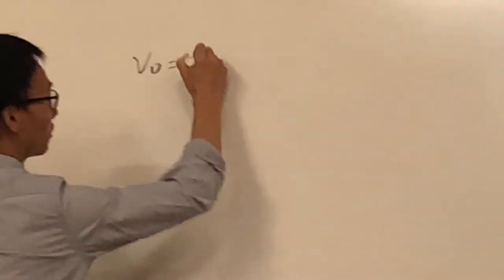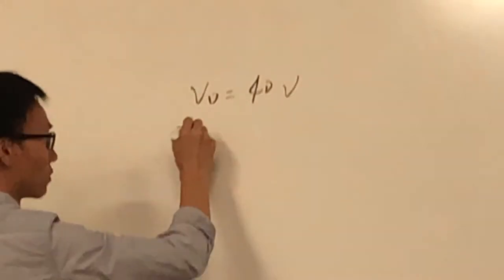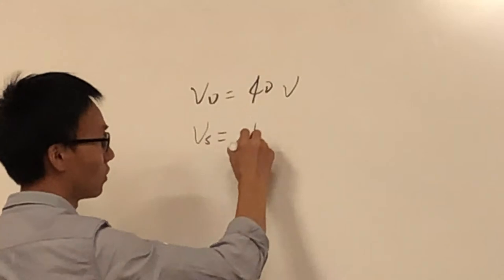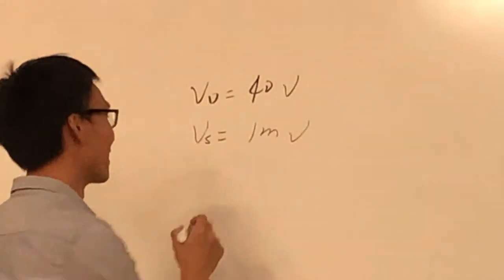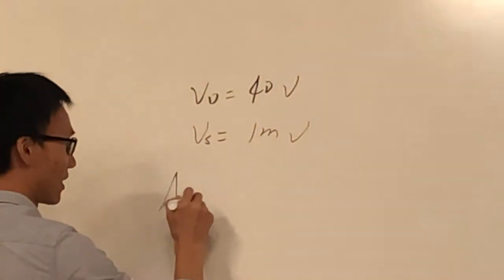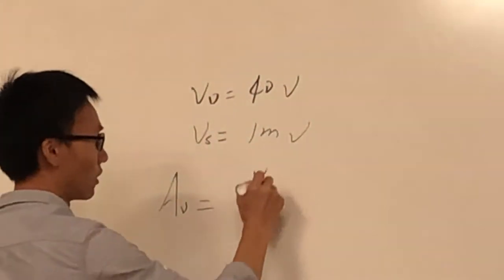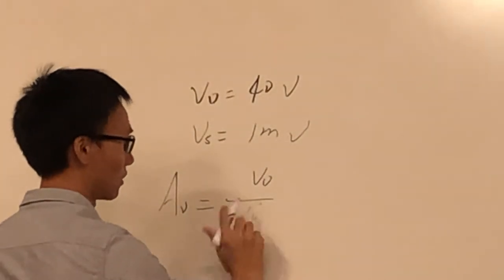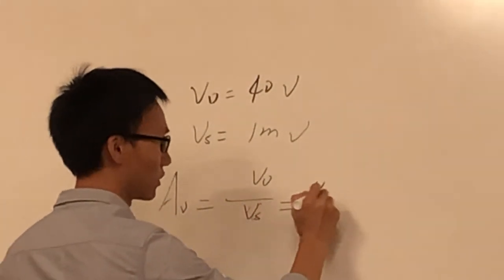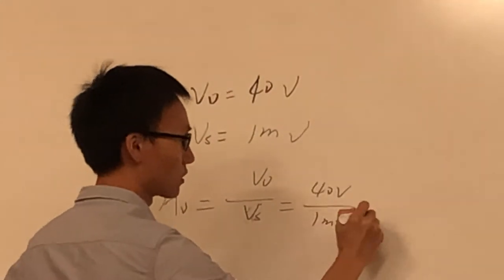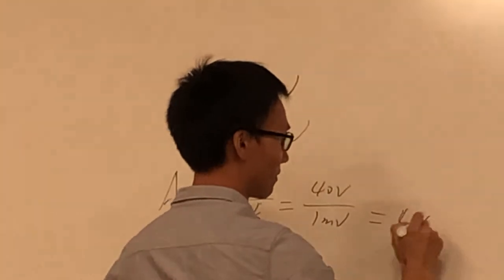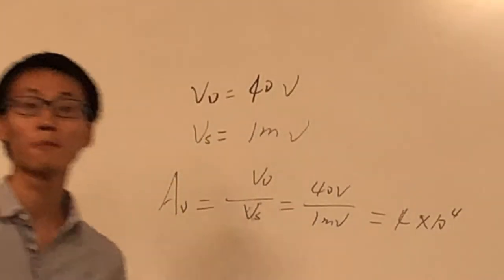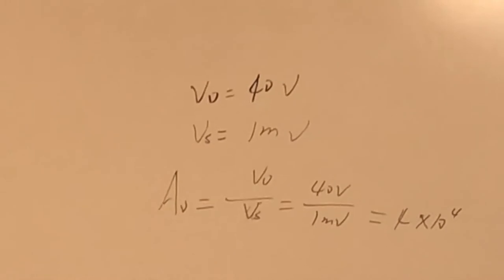We have V O equals 2.14 watts, and we assume V source equal to 1 millivolt. Can you see this one? Yes. So we have the voltage gain equal to V O over V source. V O is equal to 2.14 watts over 1 millivolt. So it should be like, I think, 4 times, right? Okay, so it's very simple to calculate voltage gain.